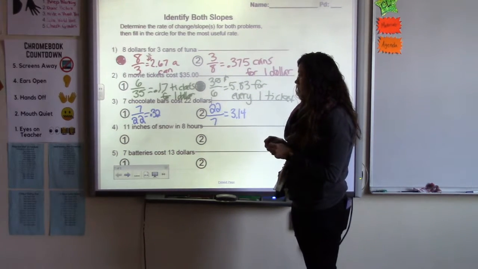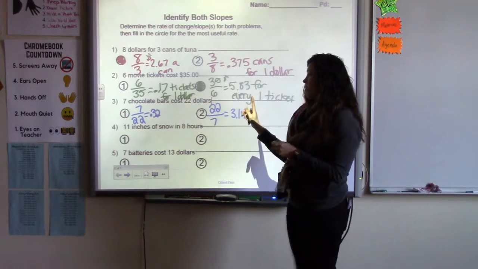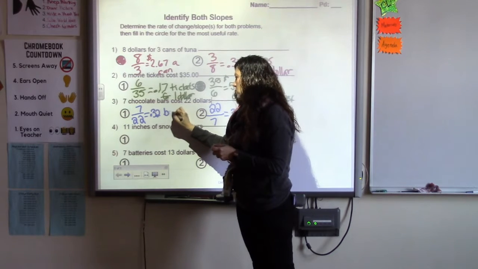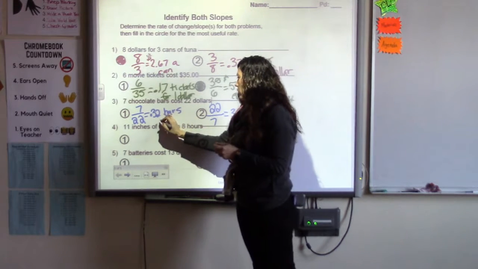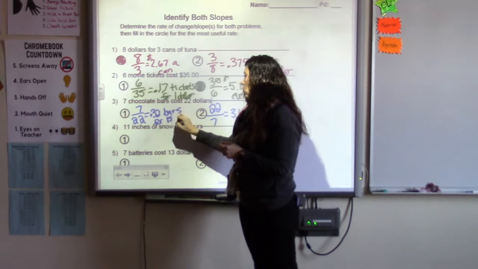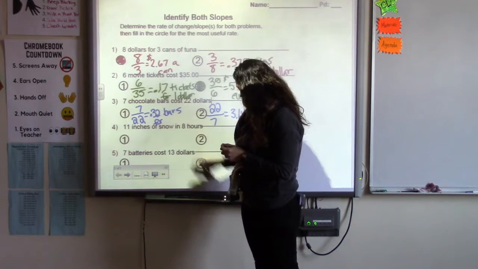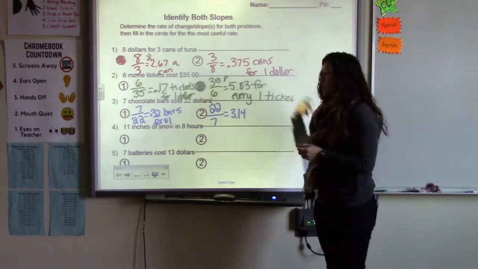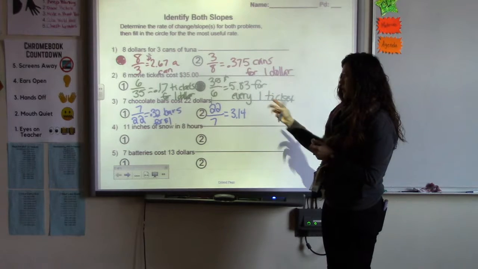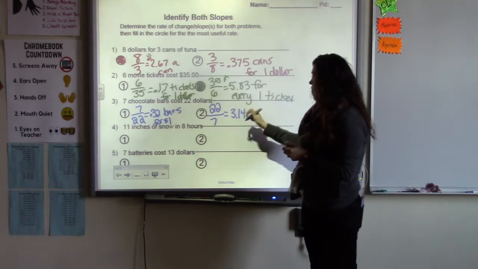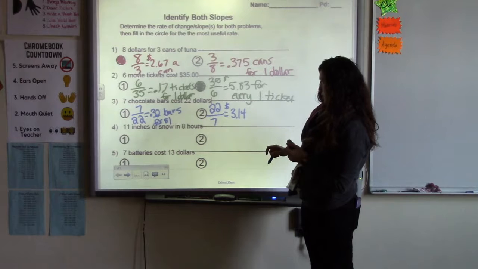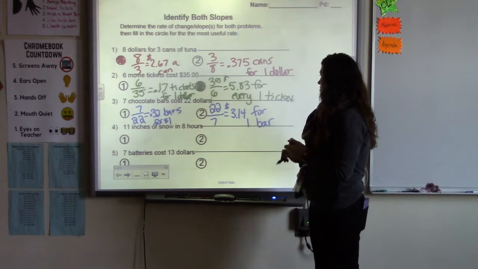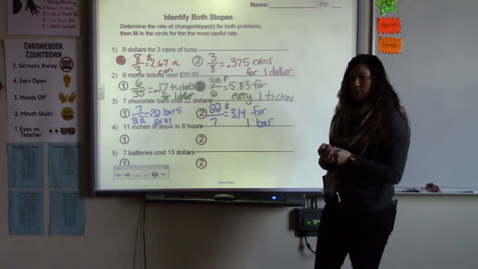the first problem. First problem is just in order of the problem. So 0.32 chocolate bars, I'm just going to put bars for space's sake, for $1. Second one, we're going to reverse the units. So it's chocolate bars and dollars, so we're going to do dollars and bars. So $3.14 for 1 bar. Okay. Which one's more useful?